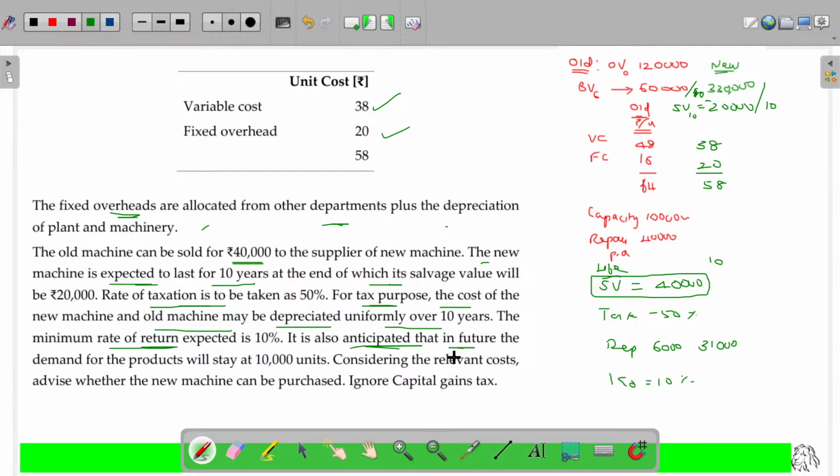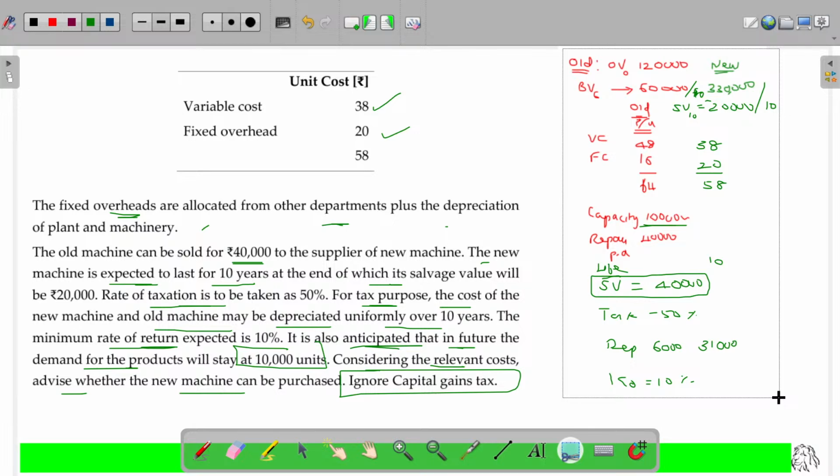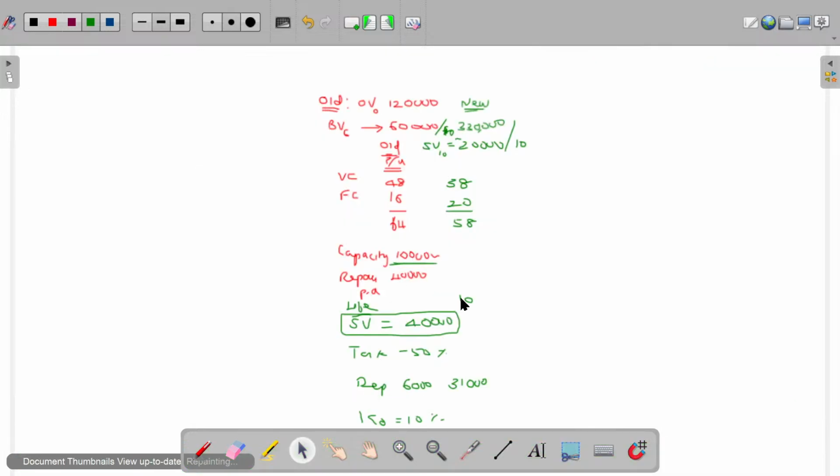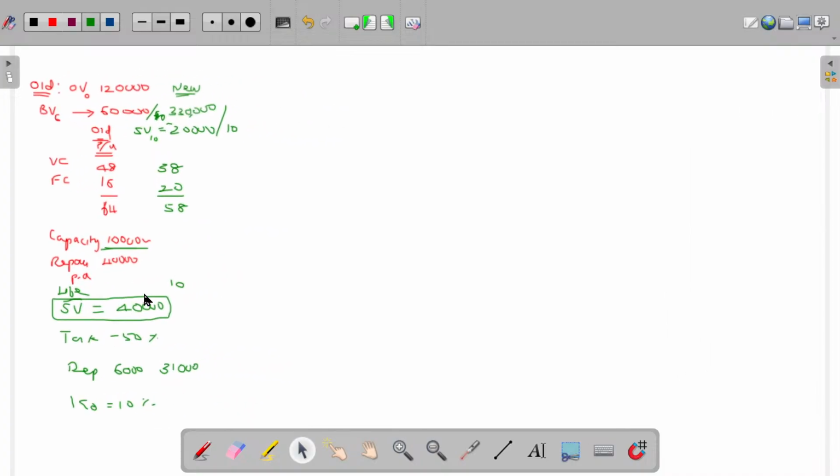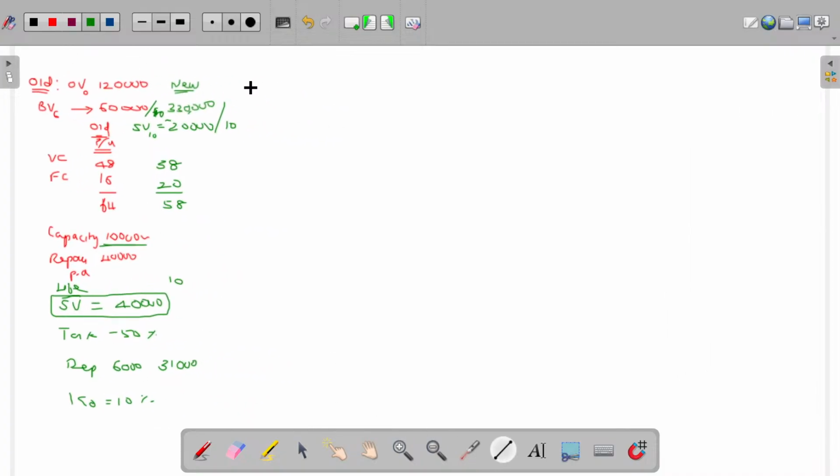It is anticipated that in future, the demand for the product will stay at 10,000 units. Currently, our capacity is 10,000. In the coming days also, we will have the same demand in the future. Considering the relevant costs, advise whether the new machine can be purchased or not. Ignore capital gains tax. If I sell the old assets, being a capital asset, on selling you will get either capital gain or loss. That can have some impact of capital gains tax. So, it is clearly stated, you no need to consider that part. At final level, of course, you have to consider that also, okay, not at this level. Clear? Let's now solve this illustration.